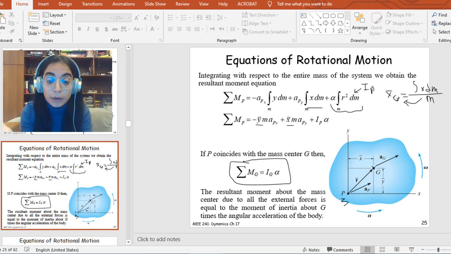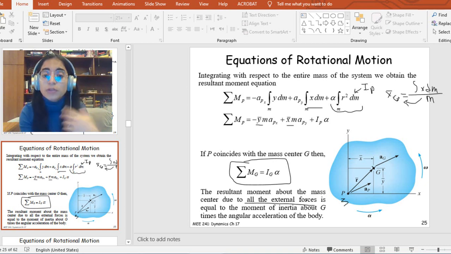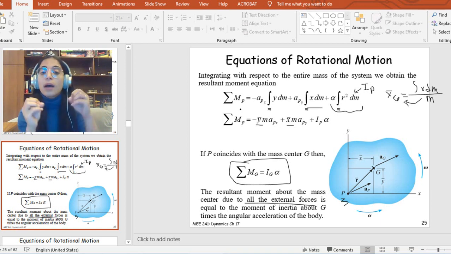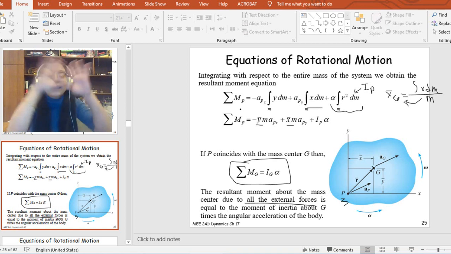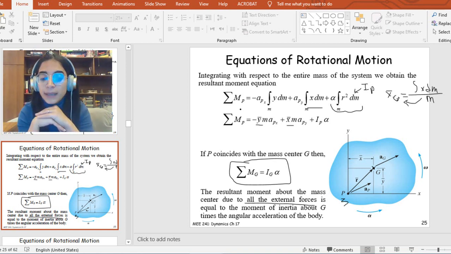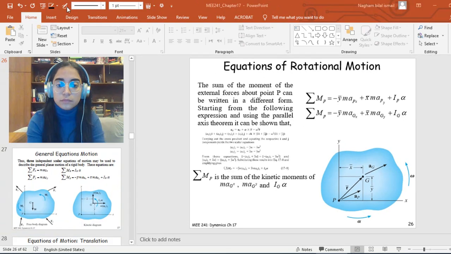So the resultant moment about the mass center due to all external forces is equal to the moment of inertia about G times the angular acceleration of the body. Now, why am I saying it's only for the external forces? Because when I do the integration or the sum of moments, all the moments of the internal forces will vanish when I take the entire mass, all right? So they will be cancelled out, right?